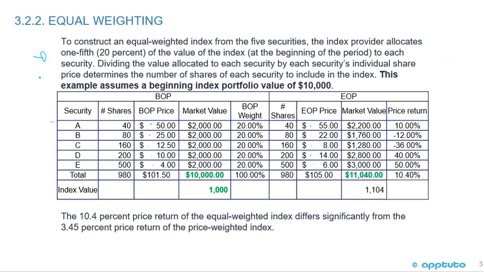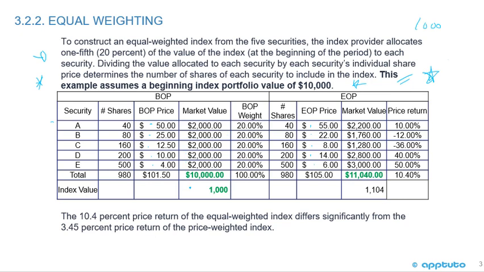Dividing the value allocated to each security by each security's individual share price determines the number of shares of each security to include in the index. This example assumes a beginning index portfolio value of $10,000. So this is very key with regards to the equal weighting. You have to have an assumption of a beginning index portfolio value. Sometimes there's a practice question where you're going to use $1,000. In this case, you're going to use $10,000.